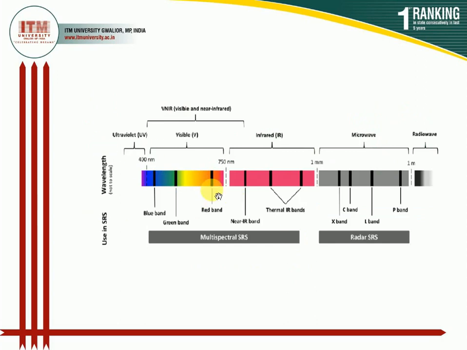Here are some examples of active and passive sensors. Examples of active sensors are sonar, sodar, laser, or radar. All are examples of active sensors.